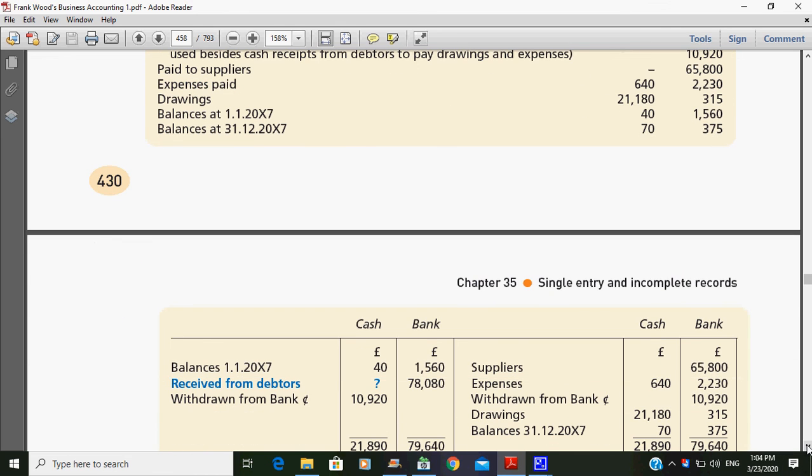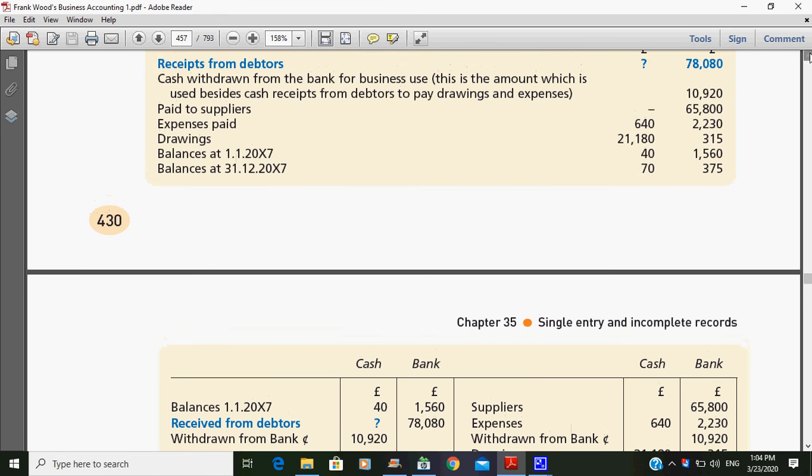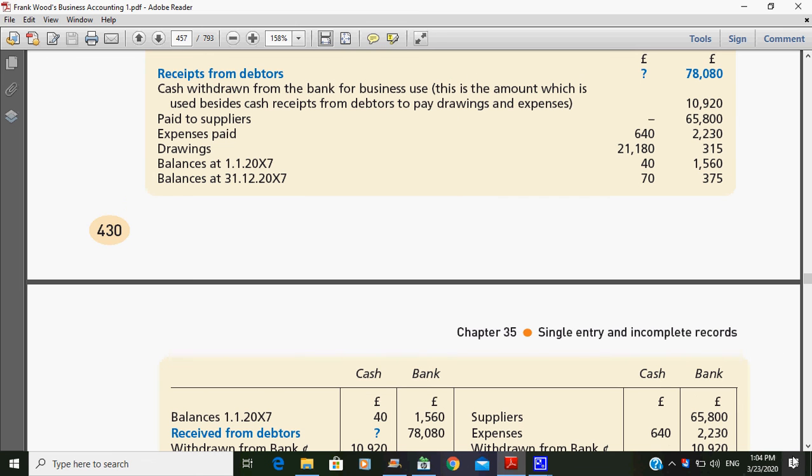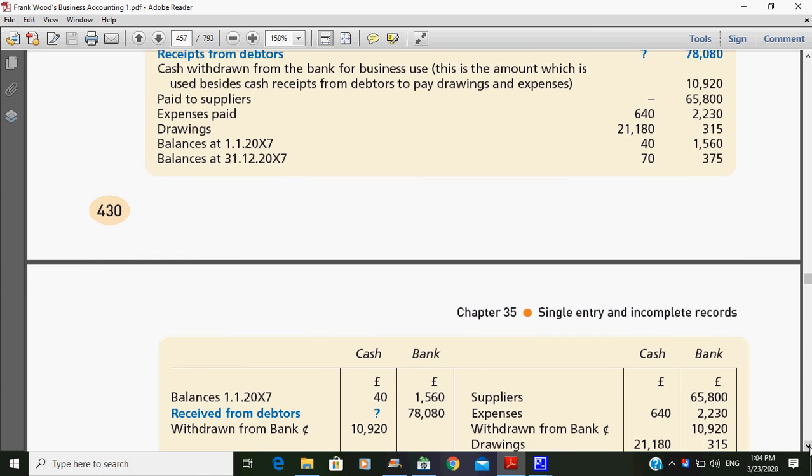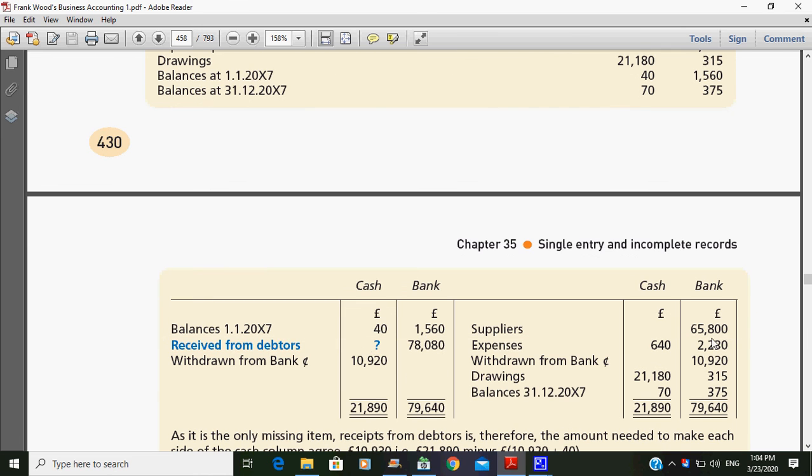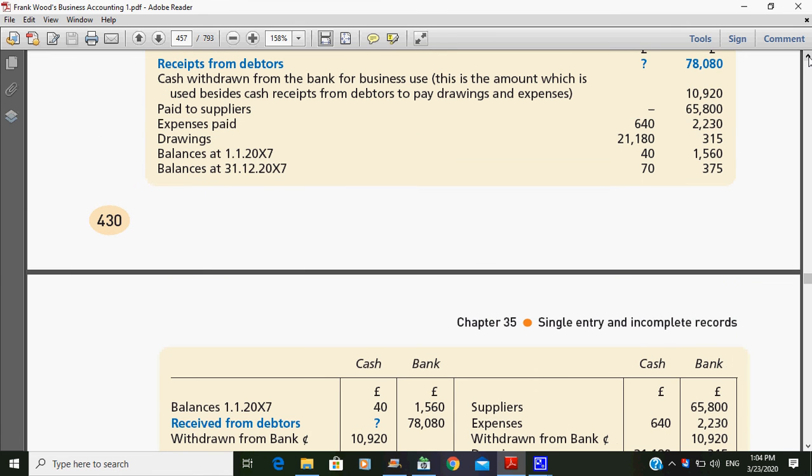First thing is first, you put in your balance, which is 15,660. Then you have receipts from debtors. Then you have cash withdrawn, and that is a contra entry. So bank would have been reduced and cash increased. So you debit the cash column and credit the bank column, which is 10,920. Then receipts from debtors: you have debited that. You get 78,080 for bank, but you don't know the cash. You want to find that figure.